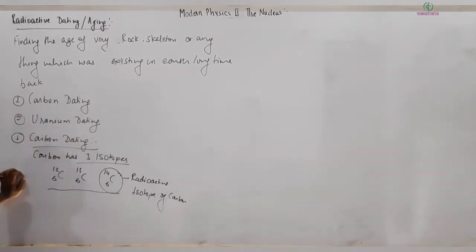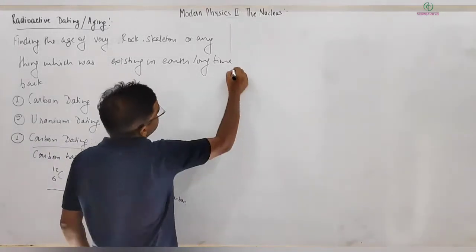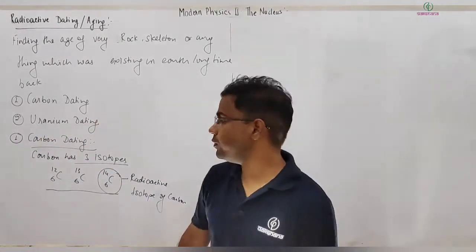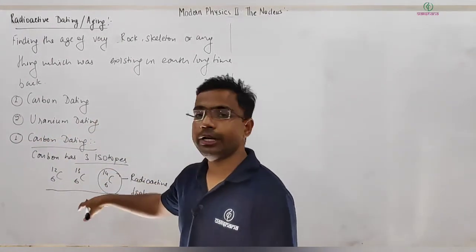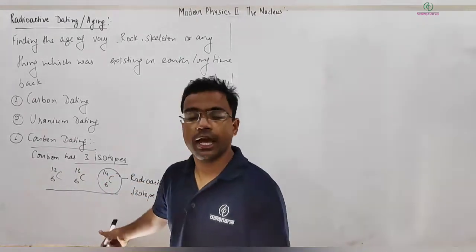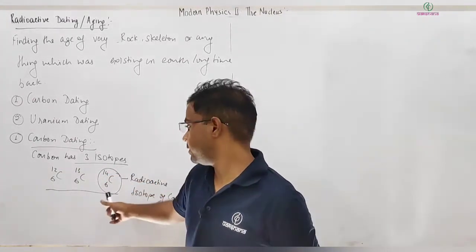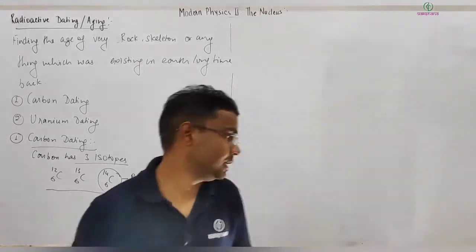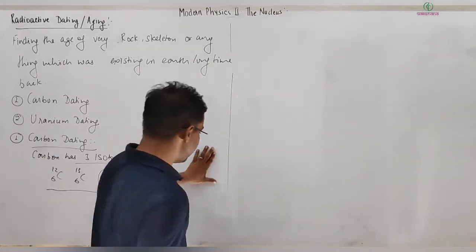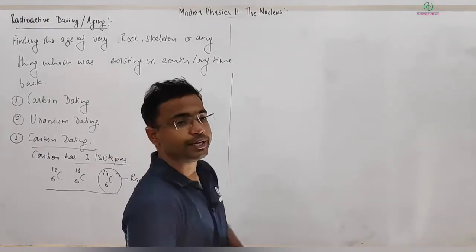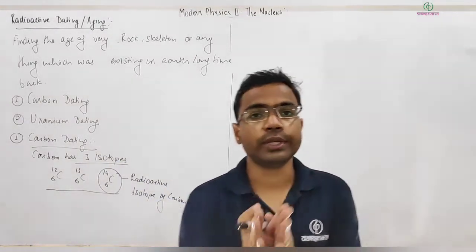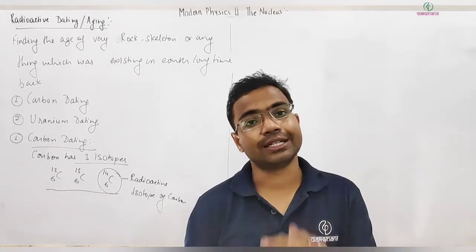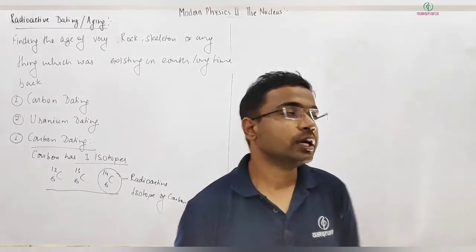One more thing we are going to understand is how exactly carbon dating works, and how with its help we can find the age of something which existed earlier, right? To understand that, there are two things: one is a living organism, maybe a plant, an animal, anything like that, and another is a dead one.